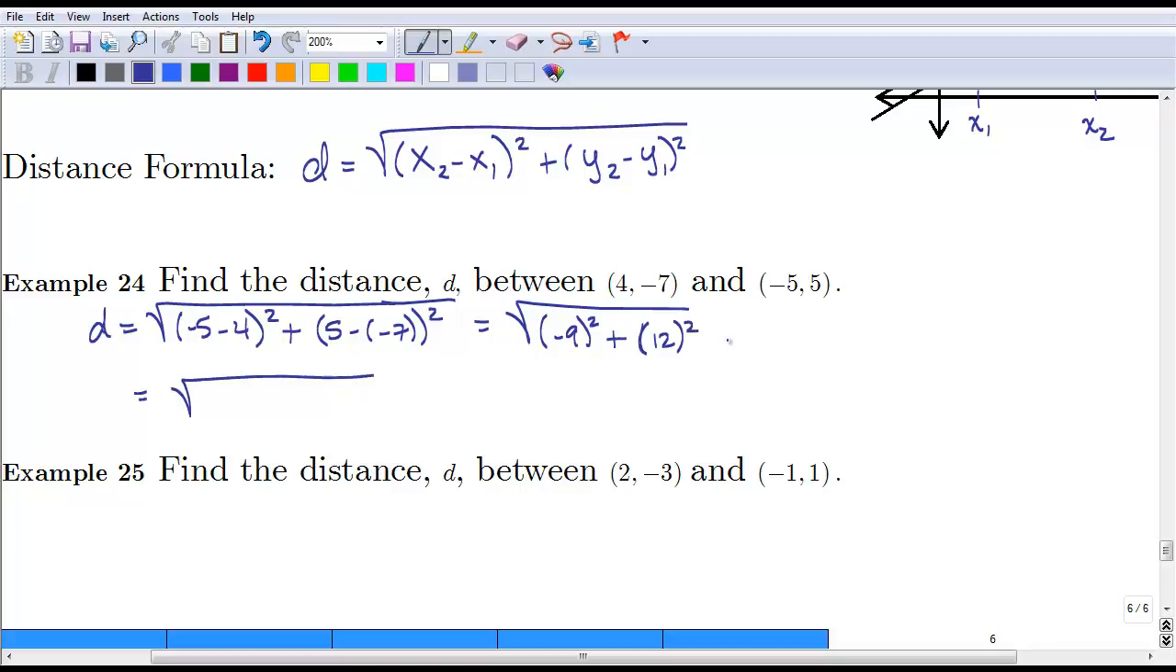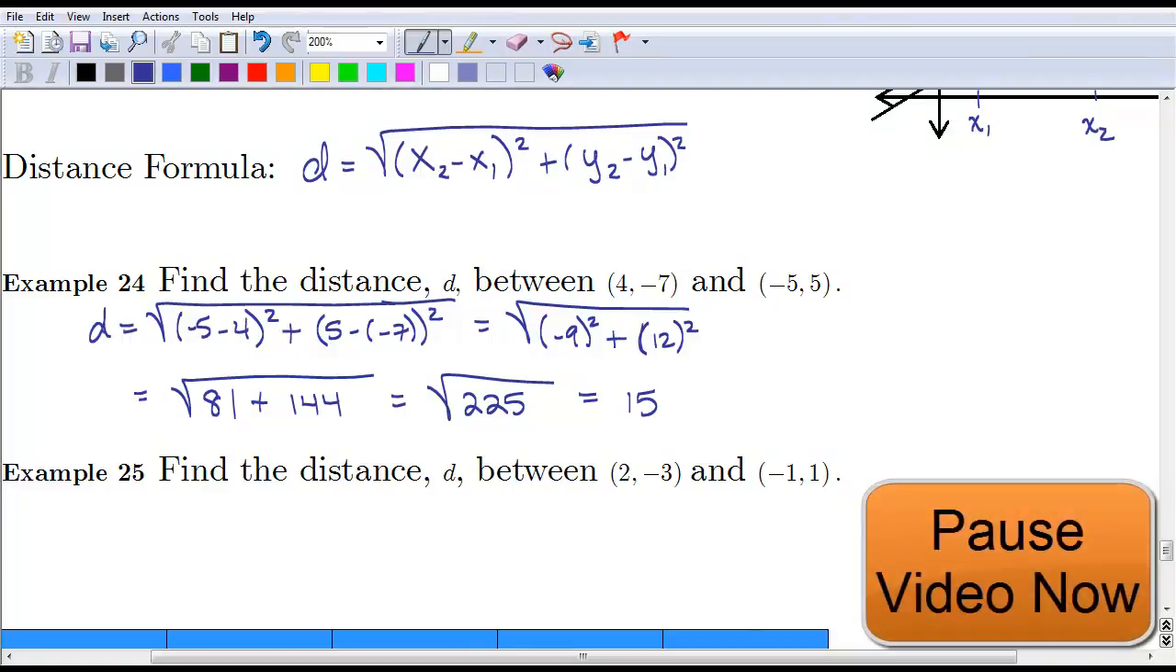Again, continuing to simplify, we need to simplify everything inside the radical before we can take the square root. -9 squared gives us a positive 81, because anything squared is positive, plus 12 squared is 144. If we add these together, we end up with the square root of 225. And the square root of 225 is exact. It comes out to be 15.